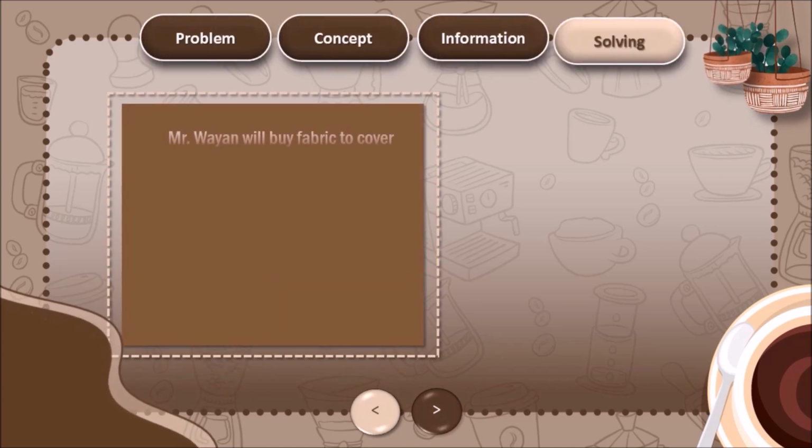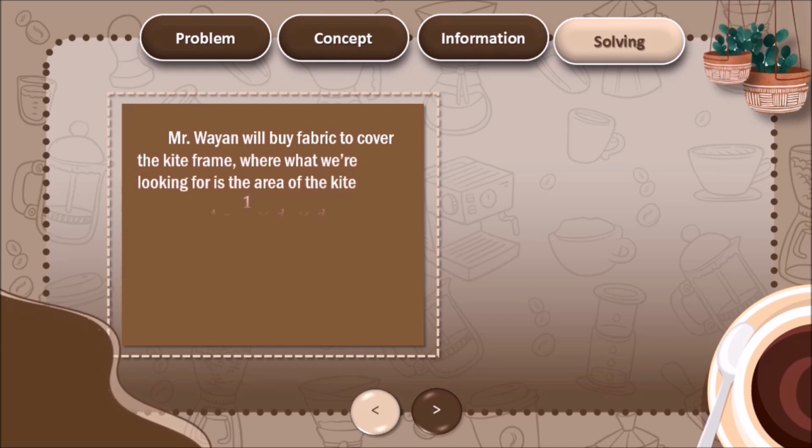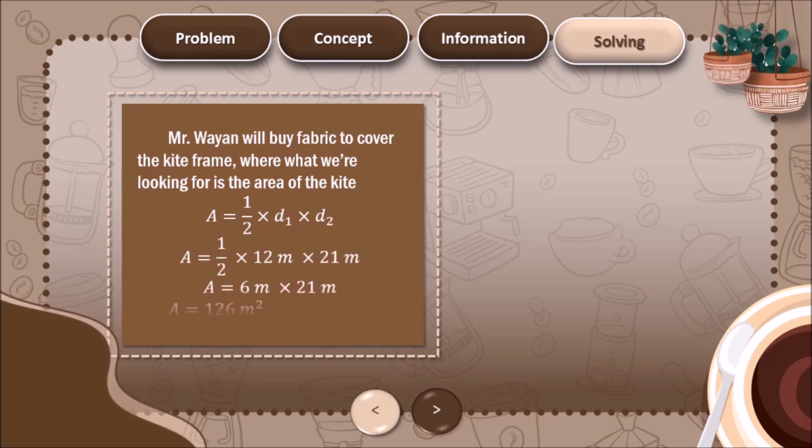Mr. Wayan will buy fabric to cover the kite frame, where what we are looking for is the area of the kite. Then A is equal to half times first diagonal times second diagonal. The first diagonal is 12 meters and the second diagonal is 21 meters. Then we can substitute both diagonals' values into the equation. So we have A is equal to half times 12 times 21.